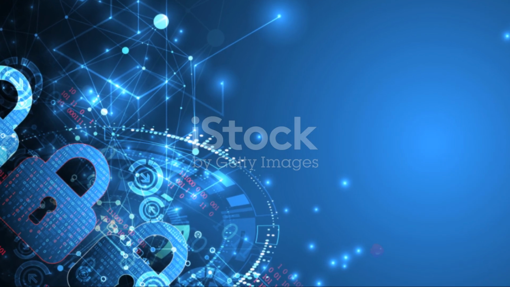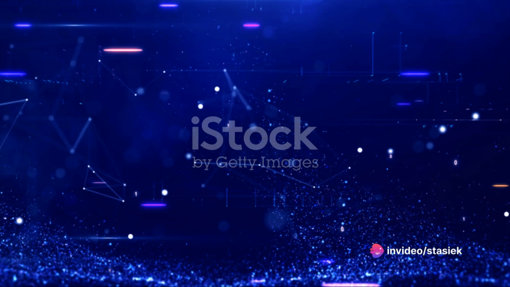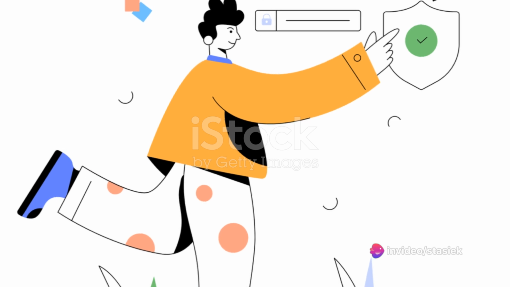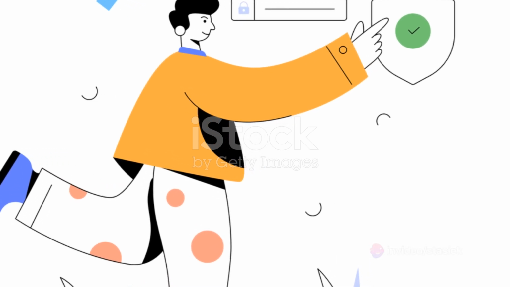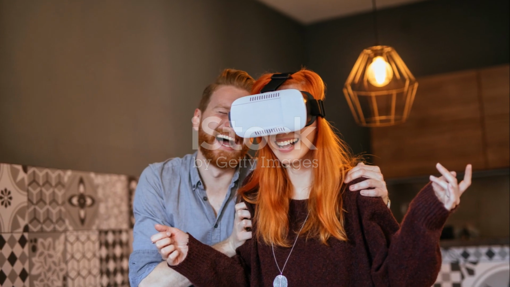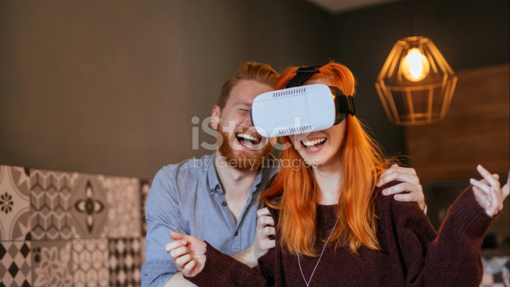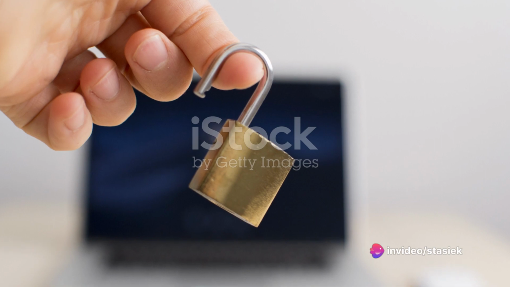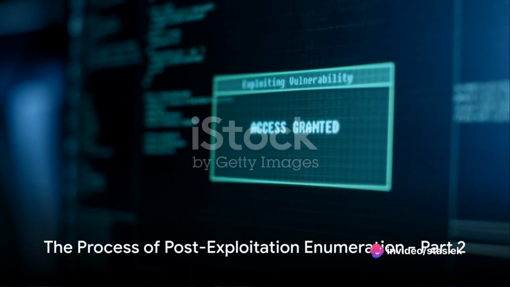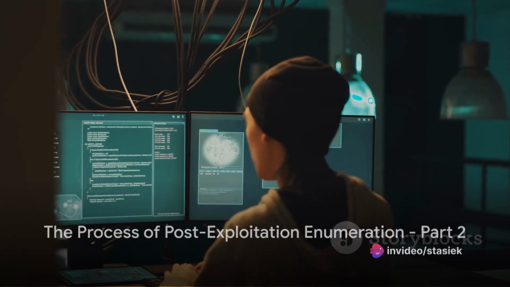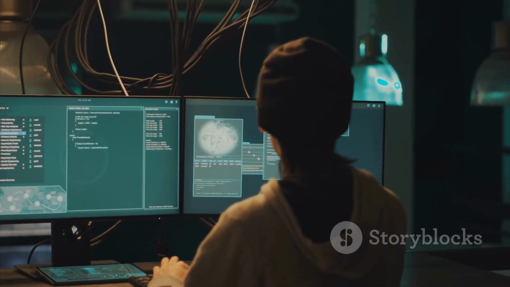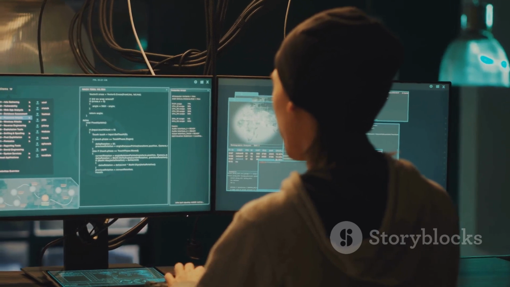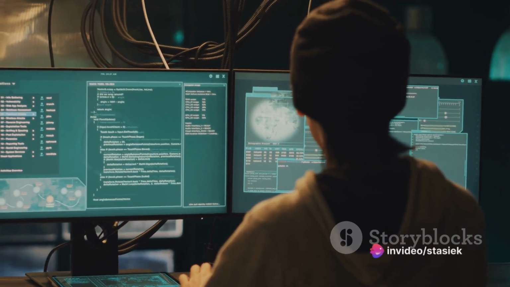These initial stages of post-exploitation enumeration set the foundation for everything that follows. They are the groundwork, the preparation for the real work of exploring the system, understanding its structure, and identifying its vulnerabilities. This sets the stage for the next crucial steps of the process. With the initial stages out of the way, what comes next in post-exploitation enumeration? Well, we're diving into the middle stages of this process, where things get particularly engaging.